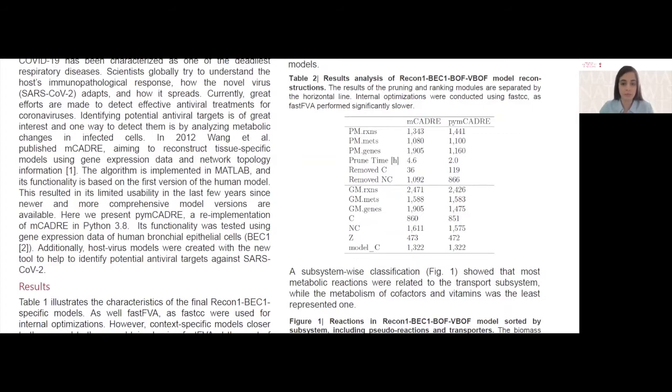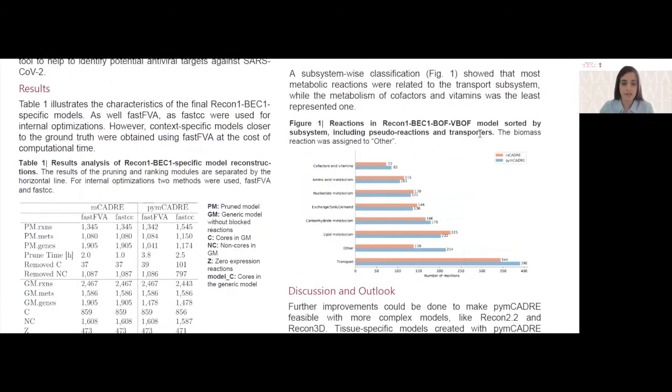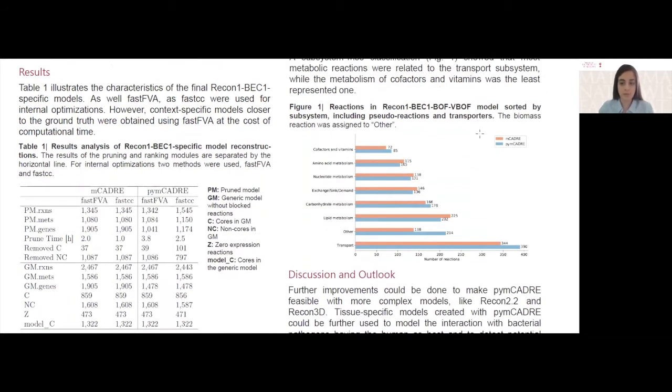Finally, subsystem classification of the metabolic reactions in the final pruned models showed that most reactions belong to the transport subsystem, while the metabolism of cofactors and vitamins was the least represented one. Also, another positive aspect of the models created by pymCADRE is that they contain the enzyme guanylate kinase, which has been recently identified by our group as an essential component for viral growth and as a potential target for antiviral therapies. This means that the inhibition of this enzyme may be a possible target in SARS-CoV-2 therapies.